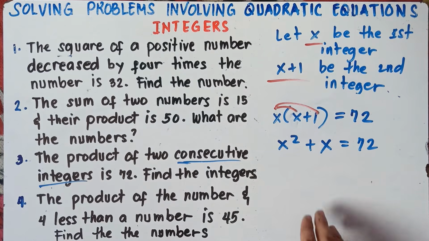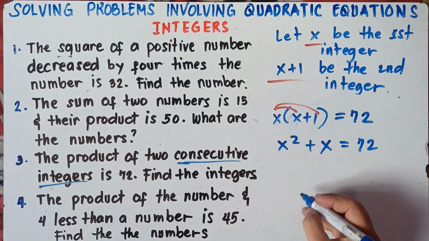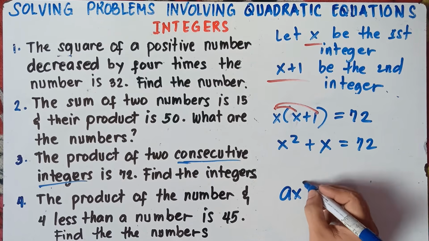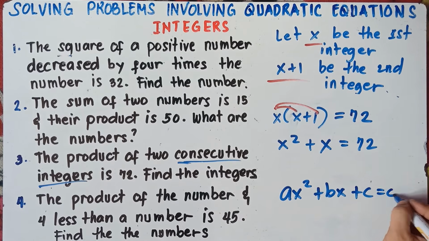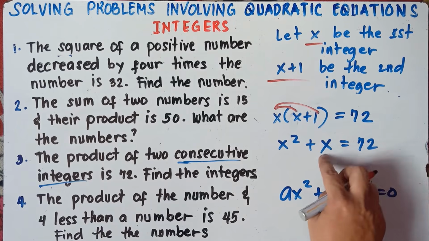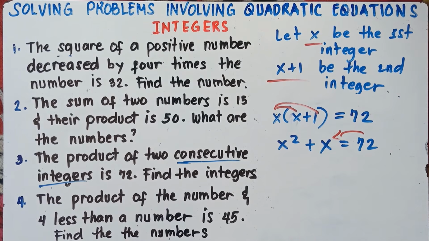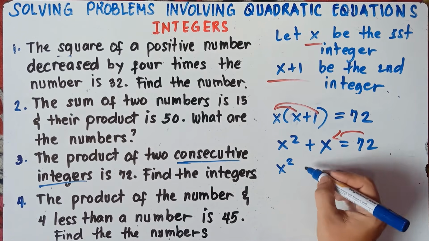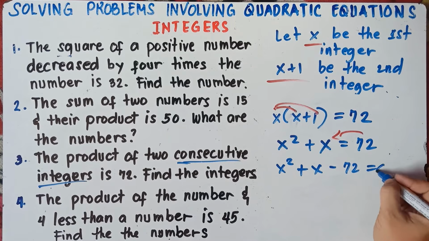Now, once again, we have the equation. We convert this equation into standard form. The standard form of a quadratic equation, class, is ax squared plus bx plus c equals 0. Therefore, we need to transpose this 72 from right to left so that the remaining side on the right will be equal to 0. So this will be x squared plus x minus 72 equals 0.